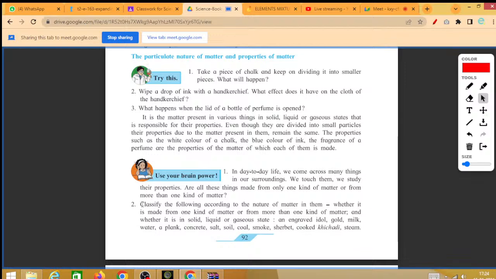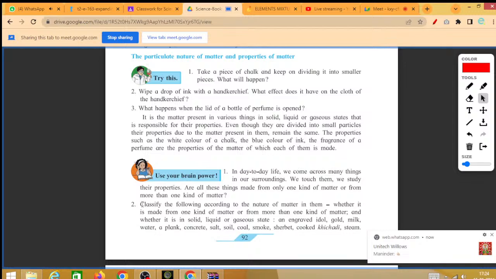Okay, next, Yukti. Gold. Solid. One kind of matter or more? One only. Gold is an element. Yes, ma'am, only one. Next, Anjali, milk. Milk, liquid. But how many is it? One kind of matter or more? Milk also has more, I think. More than one.